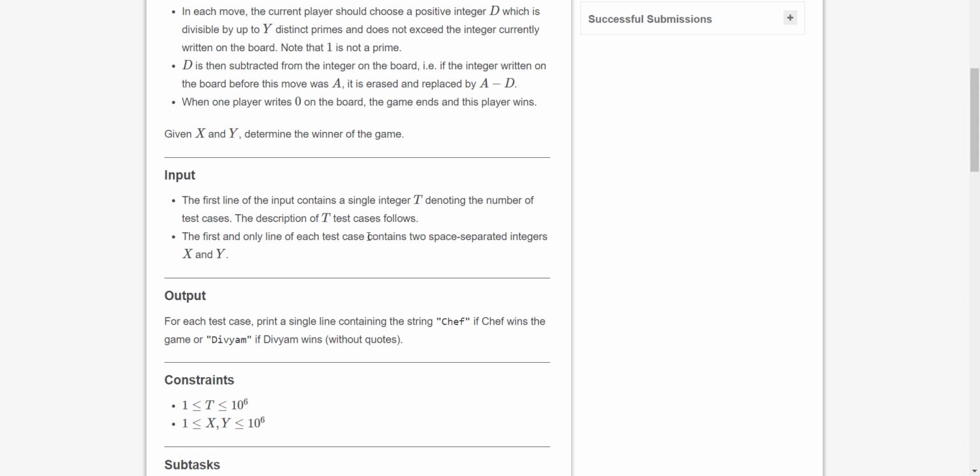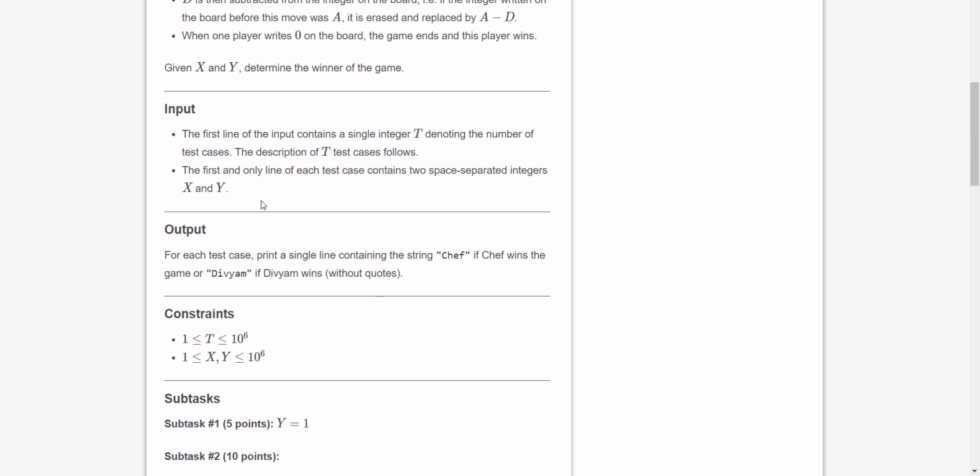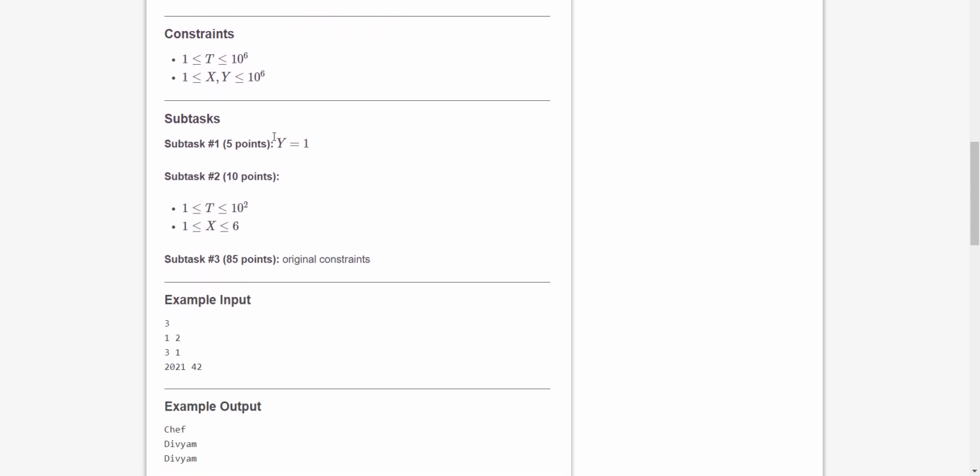The inputs would be x and y only. For output, for each test case, print a single line containing the string Chef or Divyam, whichever wins. So our subtasks would be, first, y is equal to 1, that would be very easy to solve. And second would be test cases up to 100, and value of x is between 1 to 6.